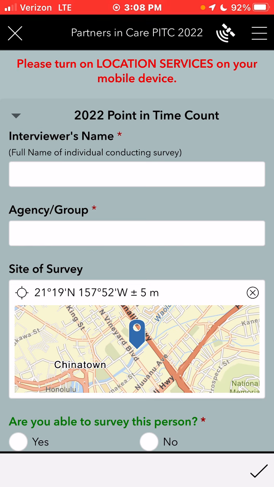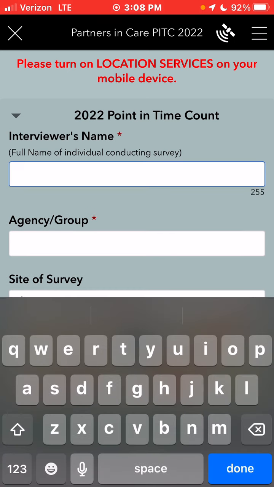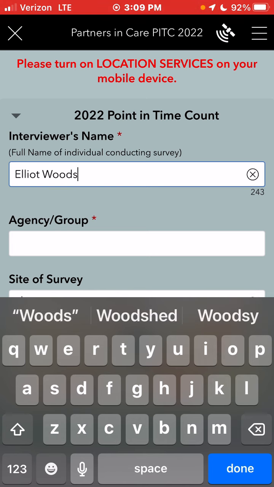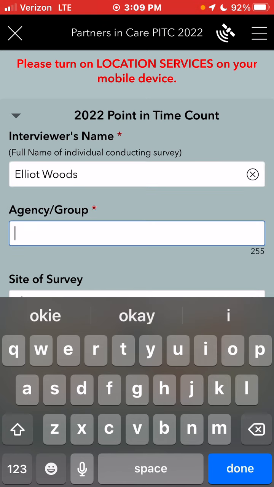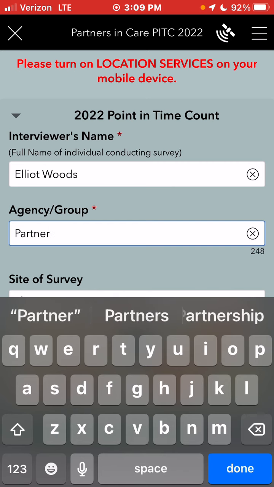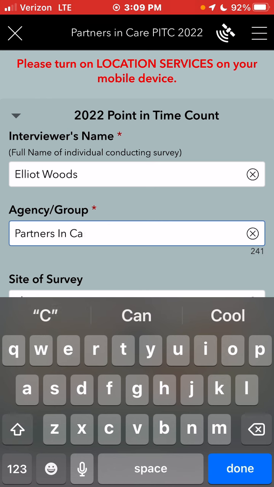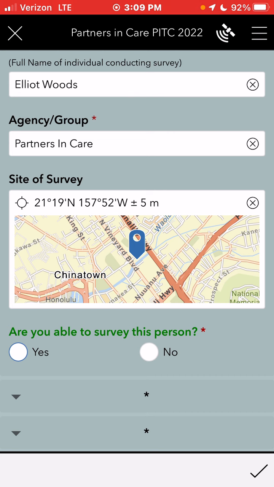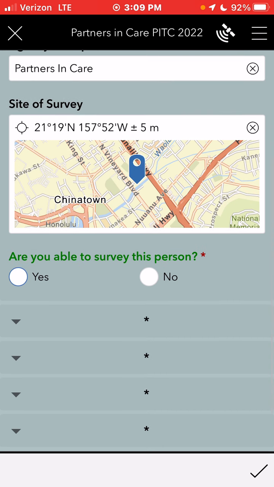At the top, it will ask for the interviewer's name, full name of individual conducting the survey. First and last name is needed. And then you can insert your agency or group. If you are not part of an organization, you can write individual. The site of the survey is provided there, so you don't need to do anything.